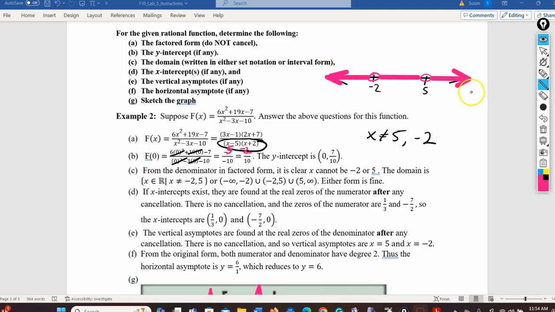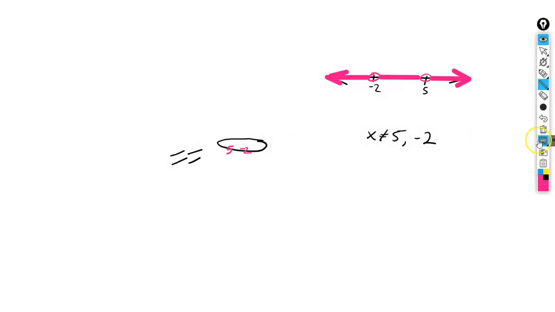And reading this from left to right, you're starting at negative infinity, coming up to negative 2, but then there's a gap, you have to jump over it. Then you want everything between negative 2 and 5, which is this interval. Then you jump over that, and everything beyond 5. All of this was done in Math 100. So again, there's a lot of stuff in here that depends on your assumed knowledge. Either form is fine.